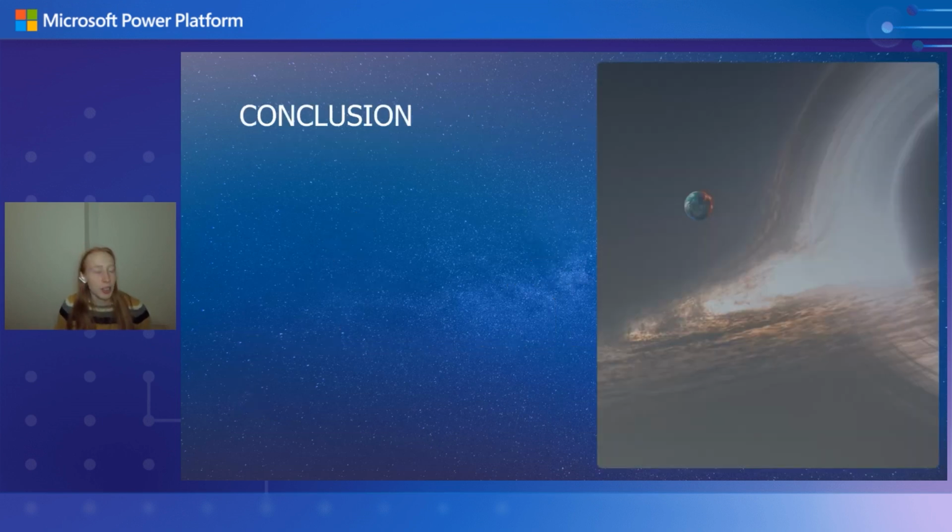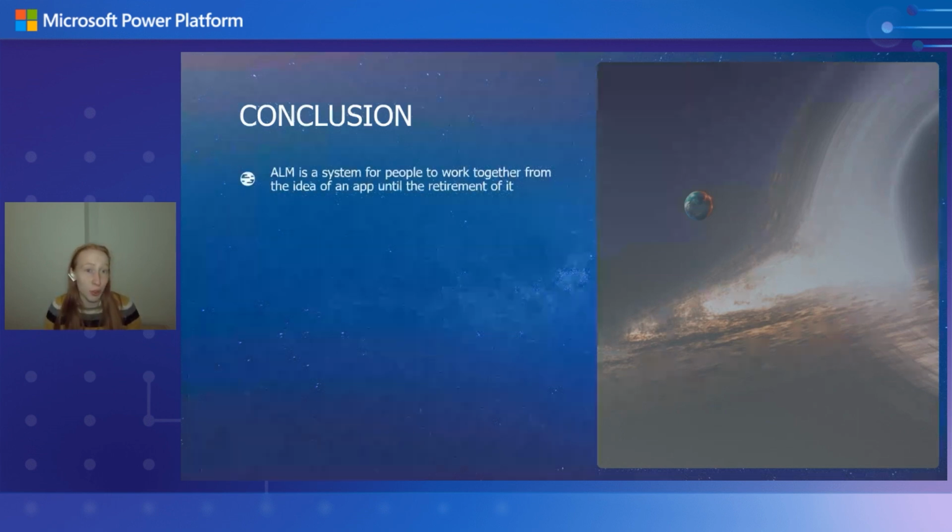So as a conclusion, if there are three things that you need to remember from this session, then it's first of all that ALM is a system for people to work together from the idea of an application until the retirement of it. So ALM covers everything from the moment that you have an idea for an application all the way until you no longer need the application.